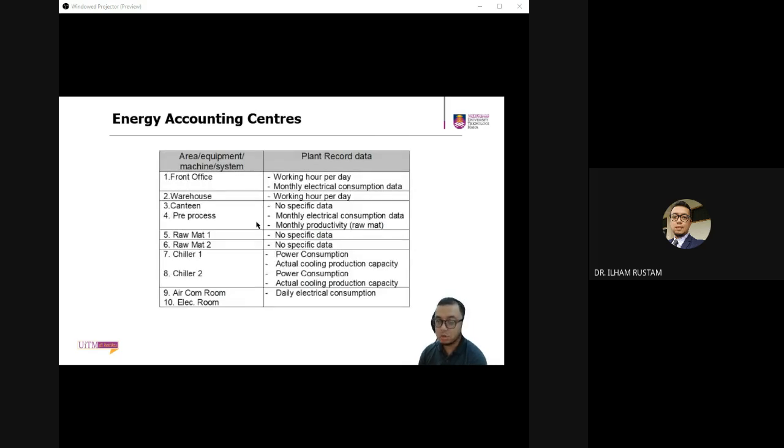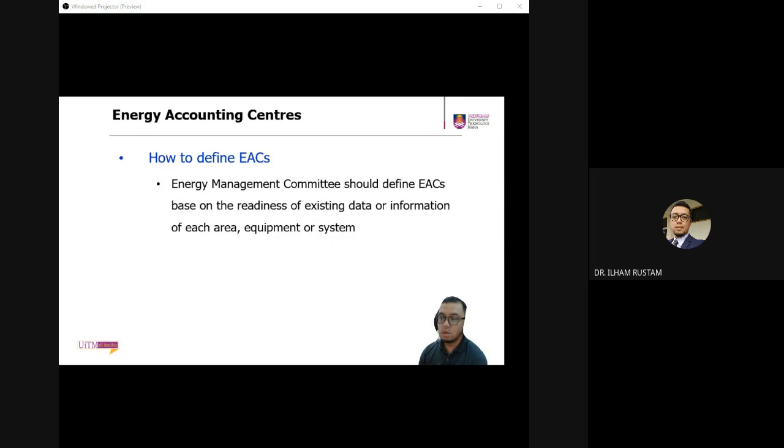But the example that they are trying to show to you is the data that you could define as the EAC's data for you to calculate the baseline energy being consumed for the organization. So these are the data that you could use. So how to define the EACs? Should define the EACs based on first and foremost, you need to have the data. So if the EAC that you want to define does not have a data logger, no point of you declaring it as your EAC. Because all these EACs, you need to use the data to submit a report to Suruhanjaya Tenaga.